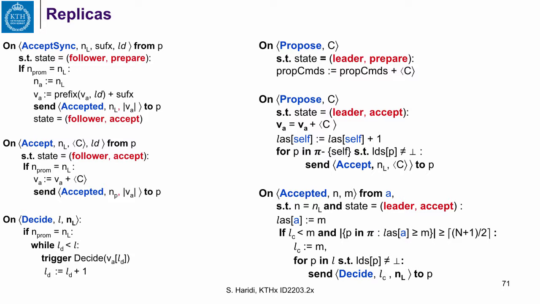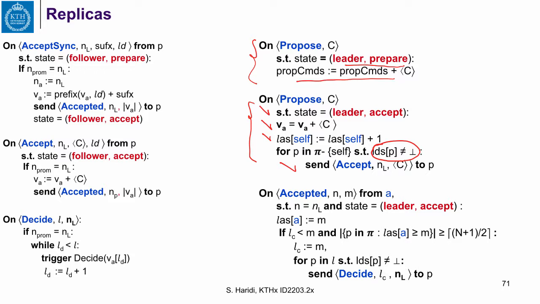So when the leader gets a propose and he is in the prepare phase, he just accumulates them. And when the leader gets a propose while he is in the accept phase, he just augments the length of his sequence, and then sends to all the processes that he knows of. Until now, to the ones that got promises, we send an accept, so that is clear.